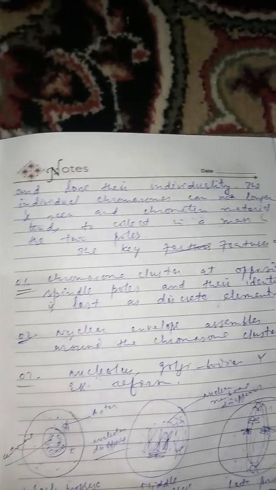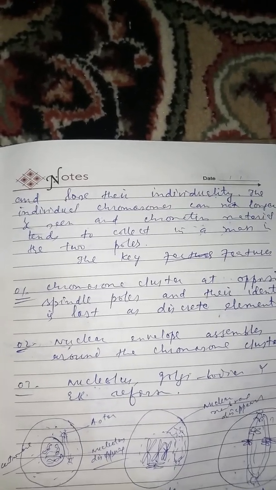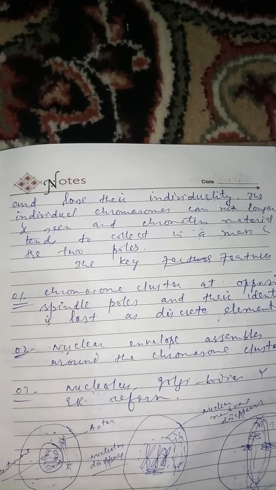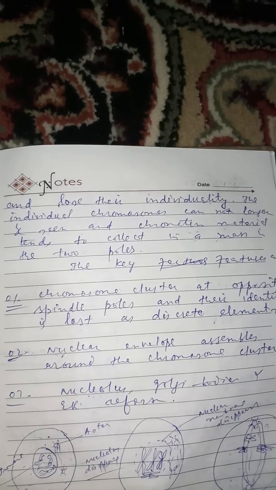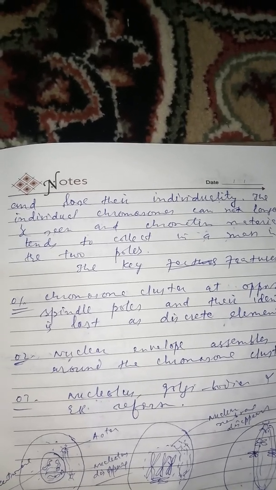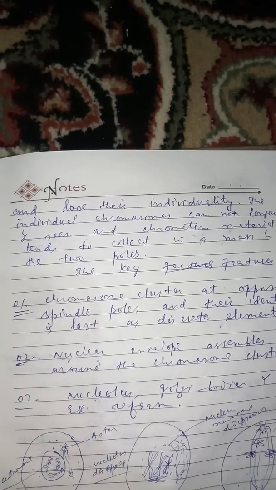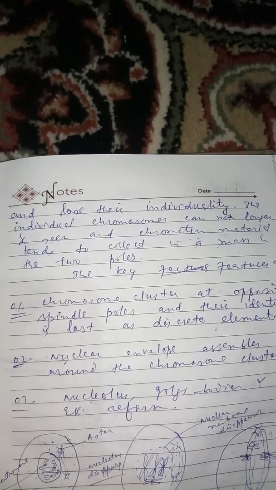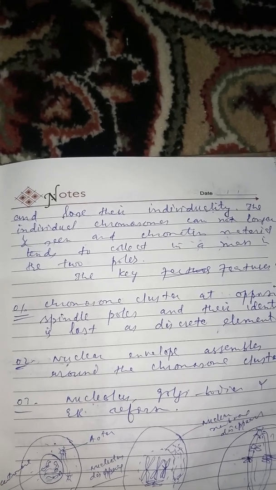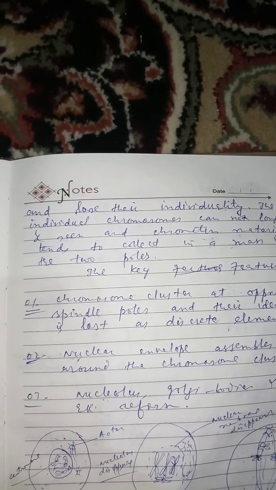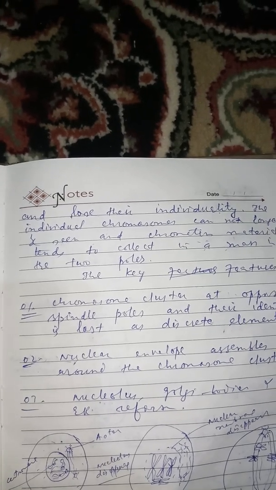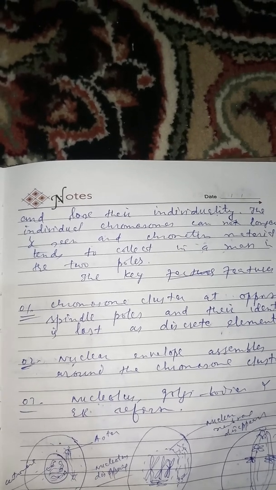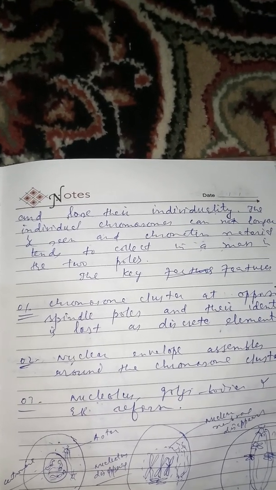And so the individual chromosomes can no more be seen. The individual chromosomes are no more seen in telophase. They lose their condensation, they are decondensed, they lose their individuality, and chromatin material tends to collect in a mass in two poles. Finally, when the cell is in telophase stage of mitosis, the chromatin material so formed at the poles gets collected in a mass at the pole side.